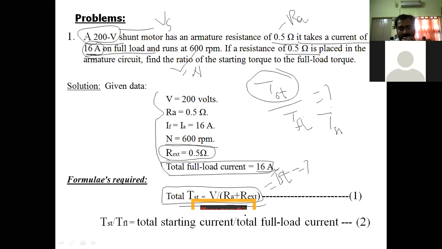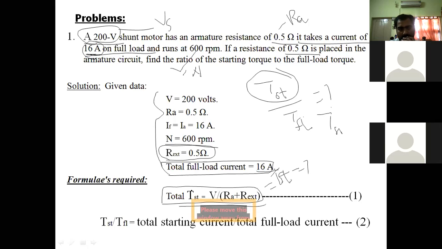Yes, right. Someone has answered 200 newtons. Yes. And by getting this starting torque, please calculate the ratio of starting torque to the total full load torque.